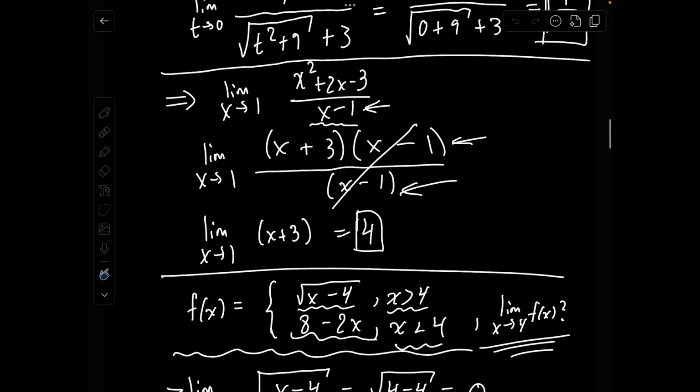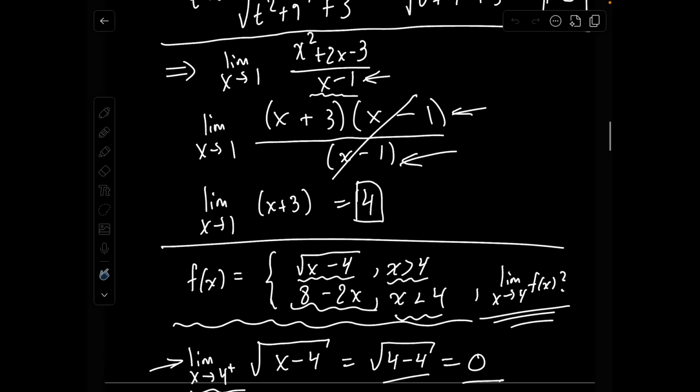Sometimes we're also going to have to factor a limit. As you can see with x squared plus 2x minus 3 over x minus 1, they have a common factor on the numerator and denominator. So we just cancel out those common factors, and now we can plug in 1 to evaluate to 4.